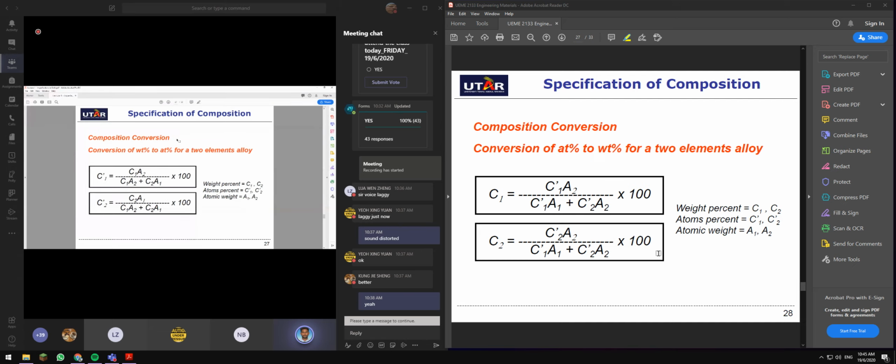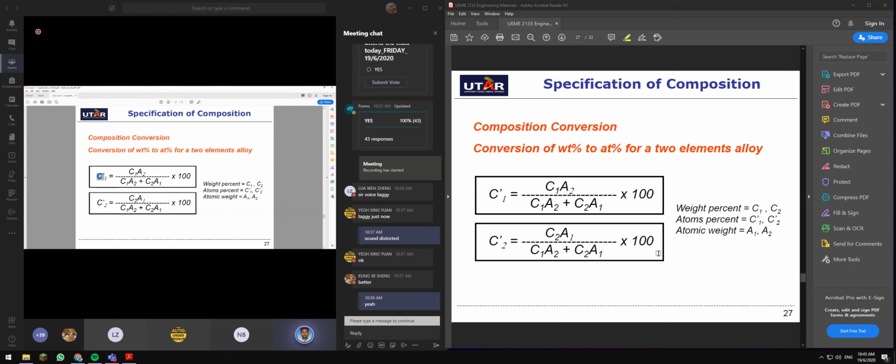Composition conversion. Okay, conversion of weight percentage to atom percentage for a two element alloy. Just bear in mind this is for two elements only, a two element alloy only. The calculation is different for three elements. It is just an iteration for three elements, but I won't be covering three elements here. So this is the formula.